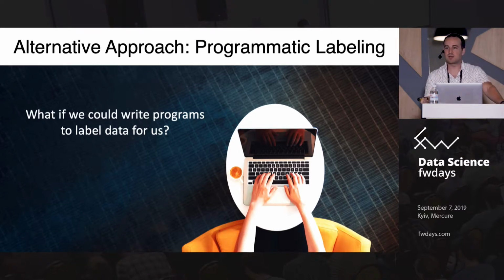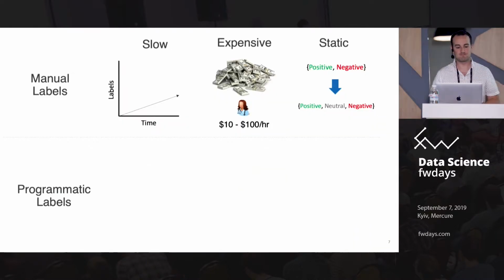is that instead of manual labeling, I recommend for many use cases, not all, but for many, that you do programmatic labeling. And the question here is, what if instead of having to see each individual example myself, what if we could encode our domain expertise in programs and have these programs label for us to create the large training sets that our deep learning models need?